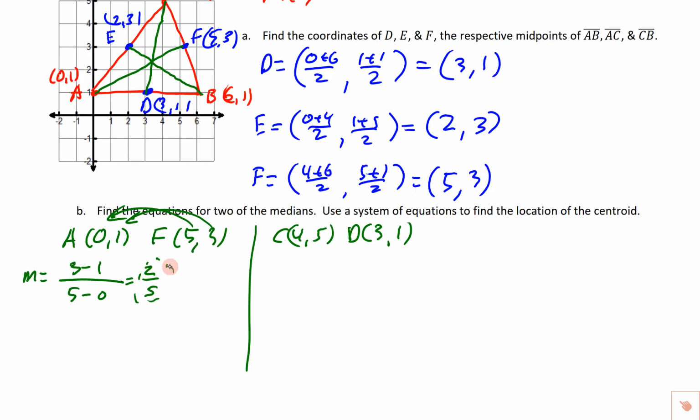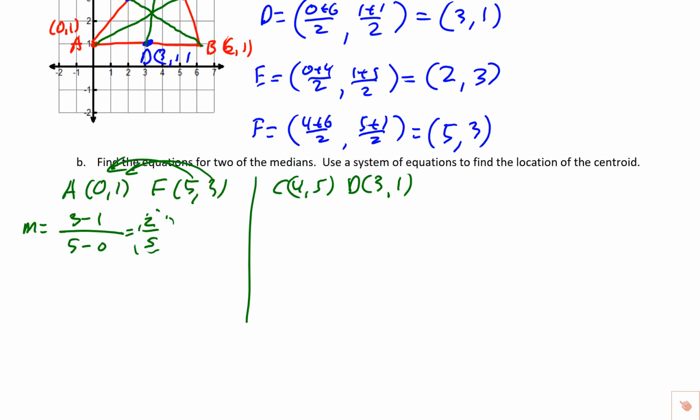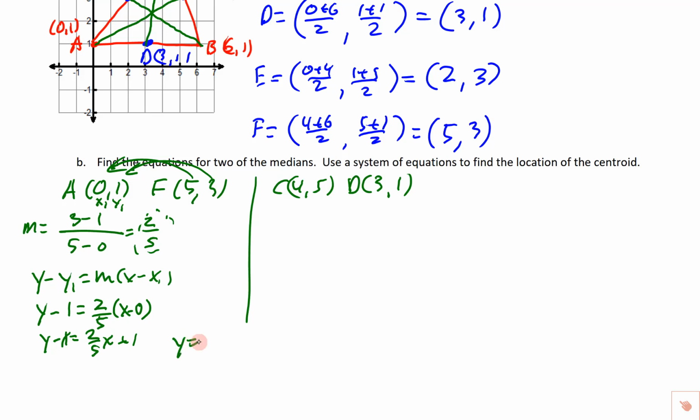Okay, watch. If you haven't used point-slope form very much, it's really nice. I am going to show you both ways, but point-slope form is very cool because all I need to do is write down y minus y1 equals m times (x minus x1), and then I pick one of these points and plug it in. This is x1, y1. So y minus 1 equals 2/5 times (x minus 0), so this is just 2/5 x. I move that over by adding 1, so I get y equals 2/5 x plus 1. There's one of them.